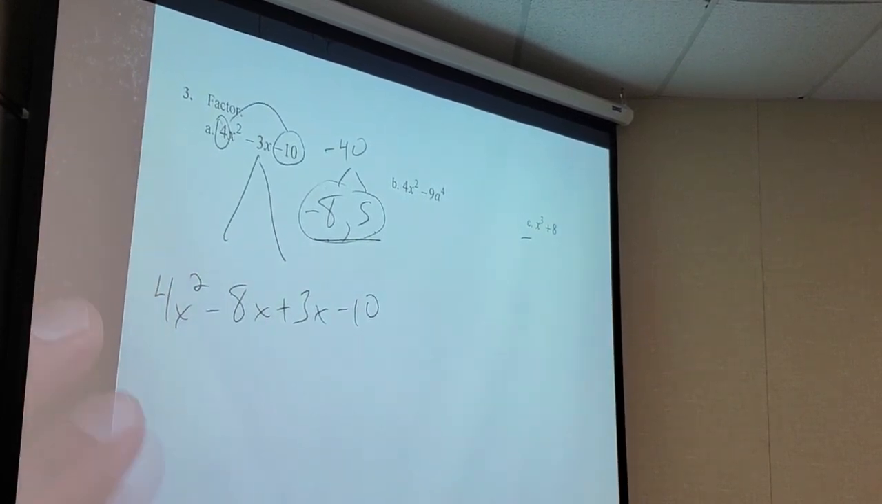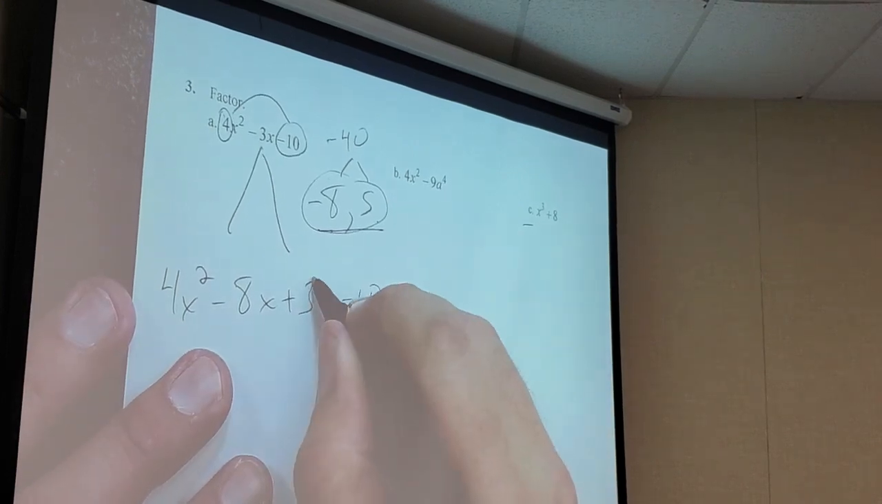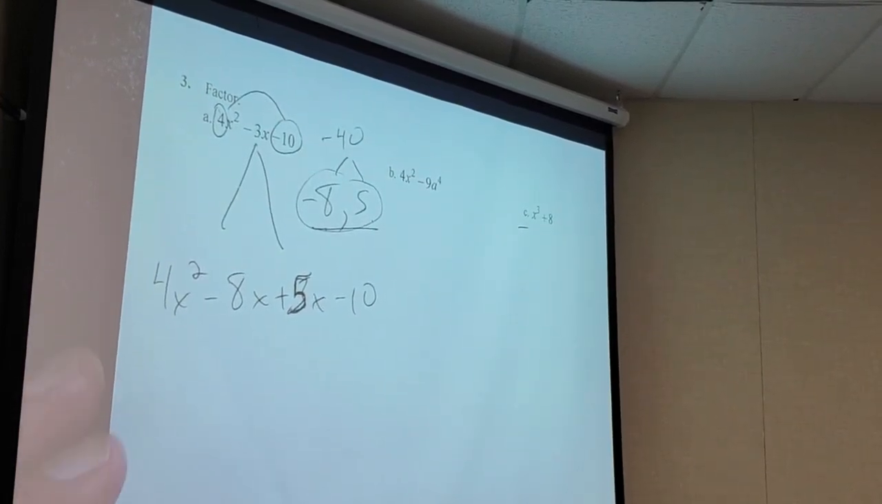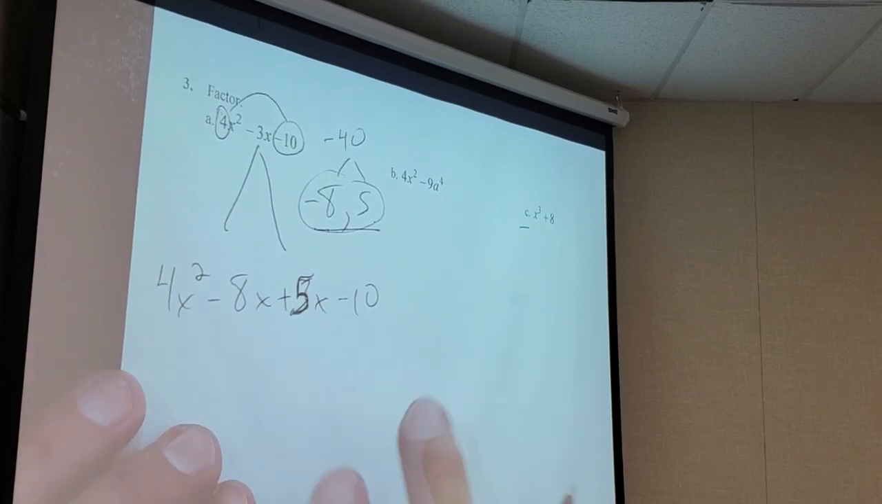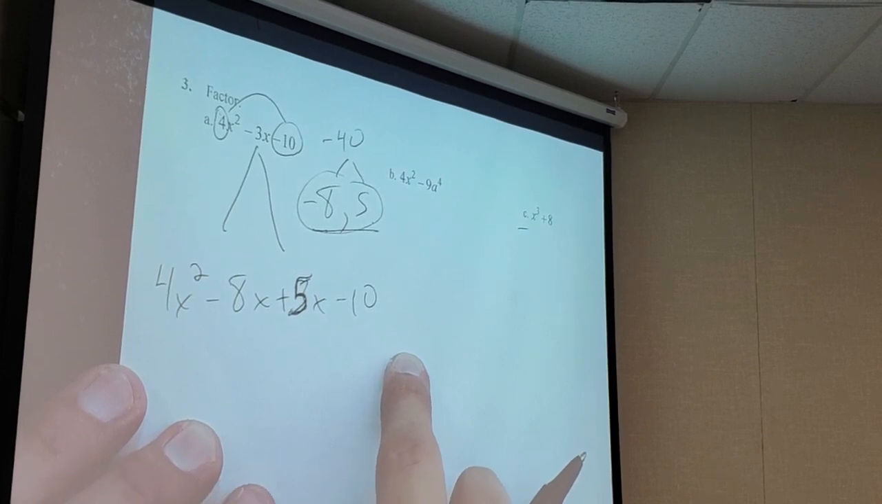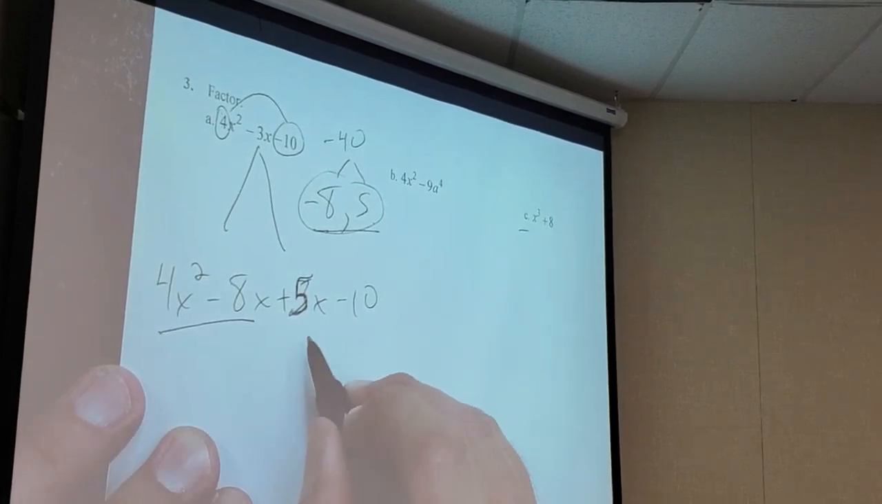We did 3x instead of 5x. Of course I did. Okay, I was just wrong. Thank you. As I talk, I can't keep up with what I'm writing. Now what can I do? Now that I've made this 4 terms, I can do what? I can group it.